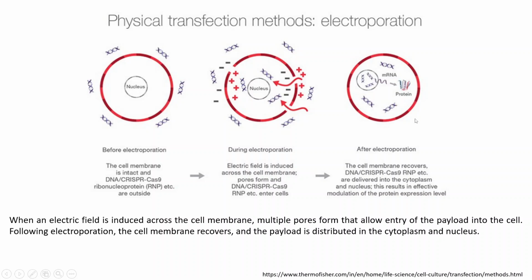But one issue with this technique is that it requires some amount of standardizing. If the electric field is too much, it can completely fry the cell, and if it's not enough, then nothing will happen. So you have to play around with these parameters a little bit to get a good amount of DNA to enter into the cytoplasm and nucleus. Yeah, so that was the physical transfection methods.